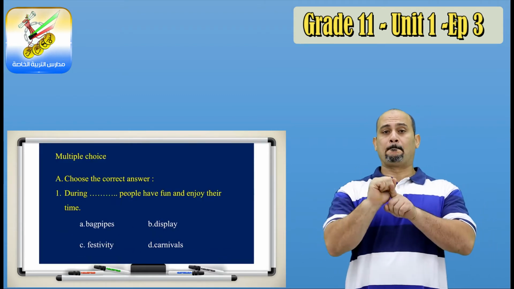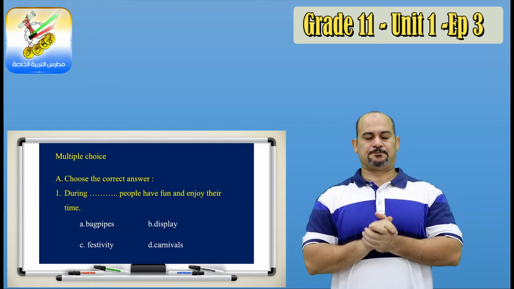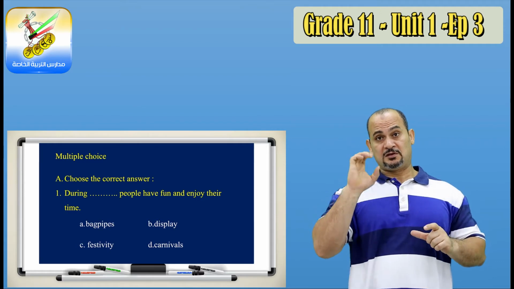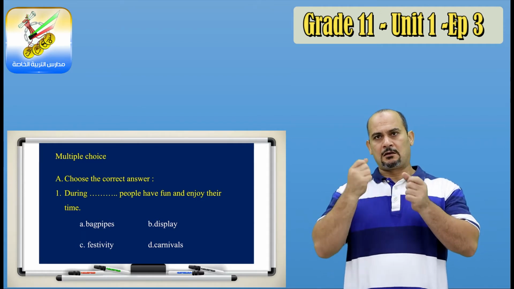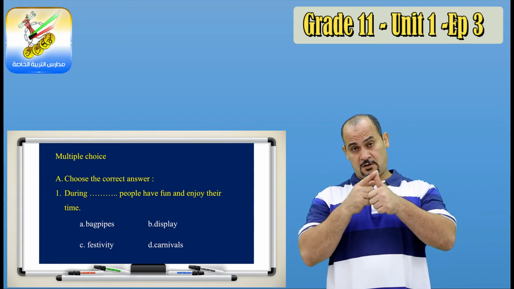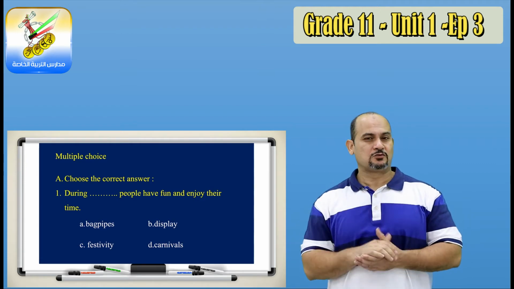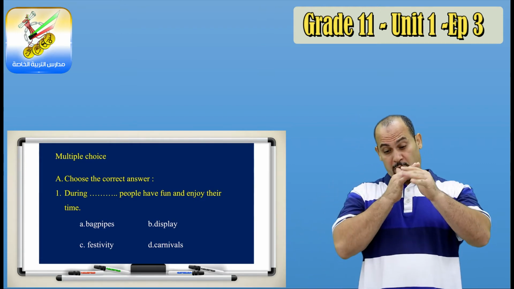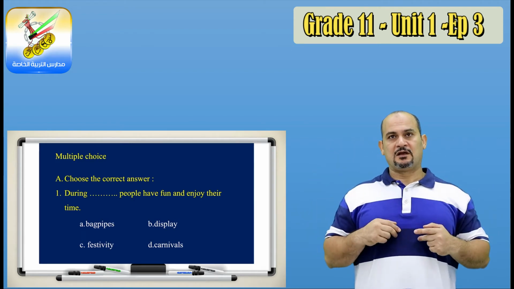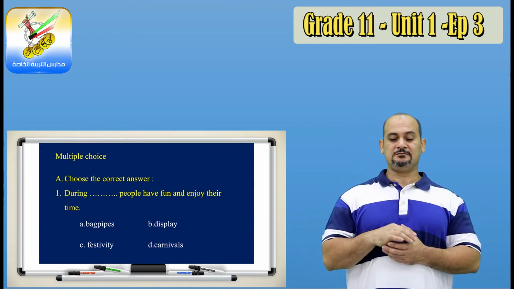Now let's practice. Choose the correct answer. And I repeat, to choose the answer correctly, you must read the sentence very carefully. Now let's read the sentence. During blank, people have fun and enjoyed their time. Let's read the answers. A, bagpipes. B, display. C, festivity. D, carnivals. And the answer is carnivals.